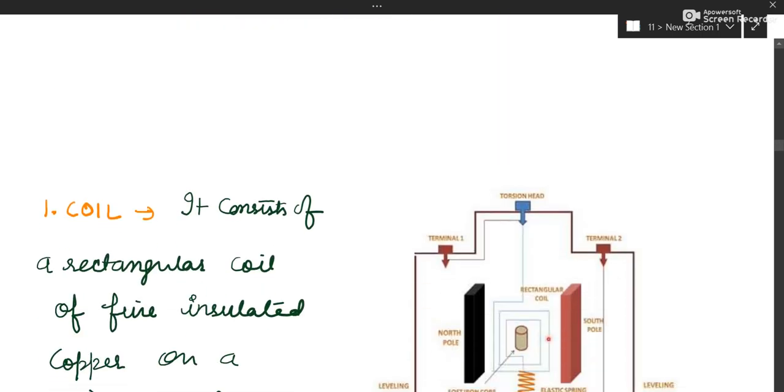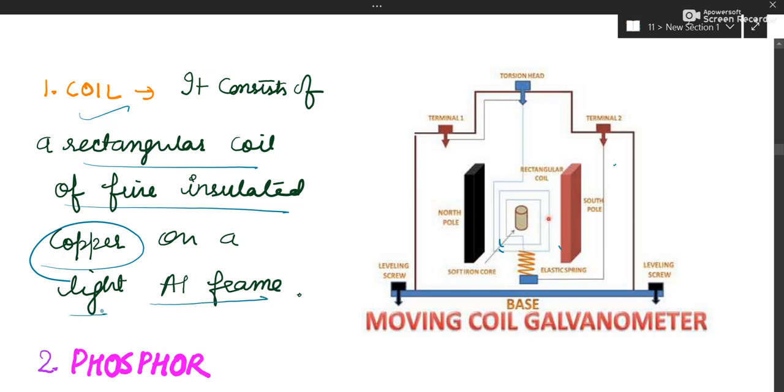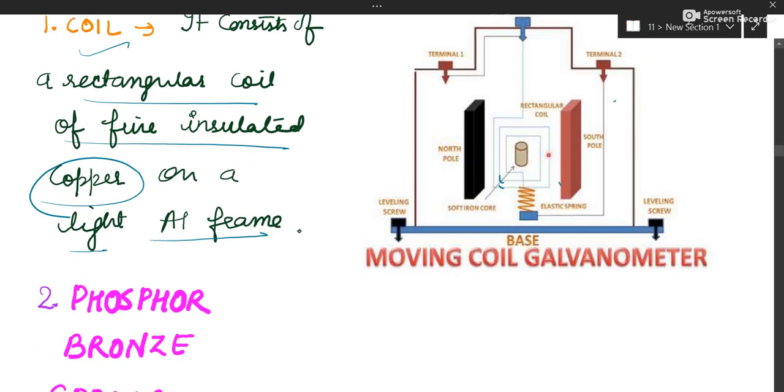Getting to the construction. So you can see many diagrams. Basically, the simpler one you can draw for the exam. So this is the coil. This is the rectangular coil. So first I have written there is a coil, a rectangular coil of n turns, made up of copper, wrapped on a light aluminium frame. Correct. This is the first part of the construction.